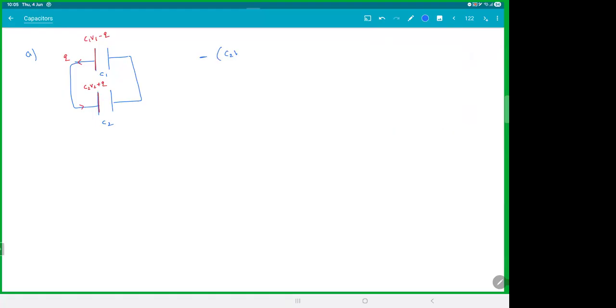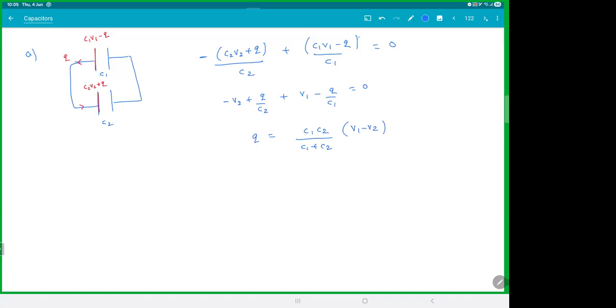Minus (C2 V2 plus Q) by C2 plus (C1 V1 minus Q) by C1 is equal to 0. And then you can simplify from here. You will get minus V2 plus Q by C2 plus V1 minus Q by C1. And from here you'll get Q's value, which is C1 C2 by C1 plus C2 times (V1 minus V2). And then if you substitute back, the potential difference looks big and long, but if you do this, you'll get a pretty good answer.